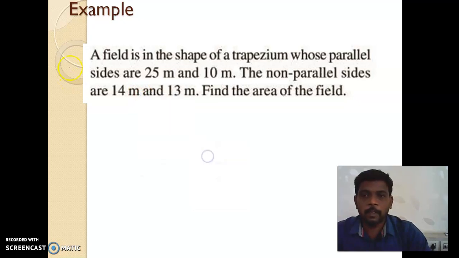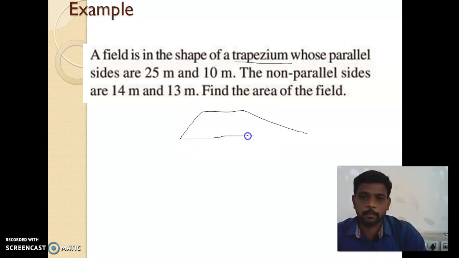So here the given field is in the shape of a trapezium. We already know that. So what is a trapezium? It is a quadrilateral and it contains one pair of parallel sides, like this. Let us take this one A, B, C and this one D. Now ABCD is a trapezium.